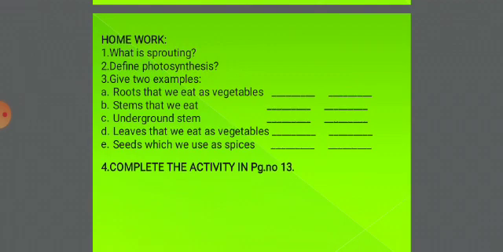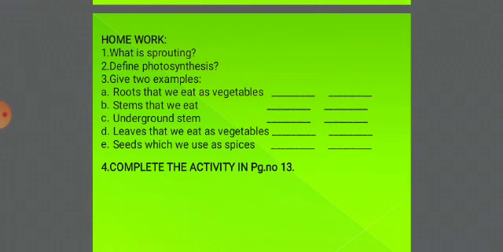Take out your book, children. In the book you have, on page number 13, you have an activity box. In that, aim, materials needed, method, observation, conclusion, everything they have given. Aim is to observe sprouting in seeds. You should know what is sprouting. You have to observe and learn what is sprouting in seeds.